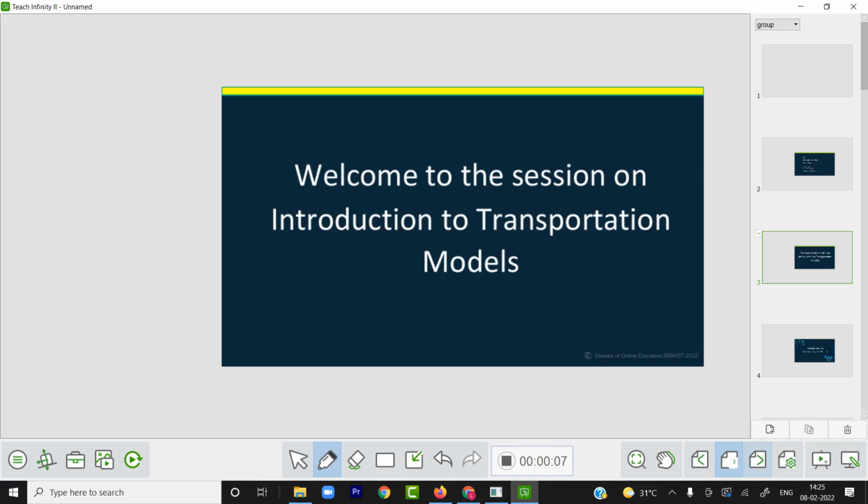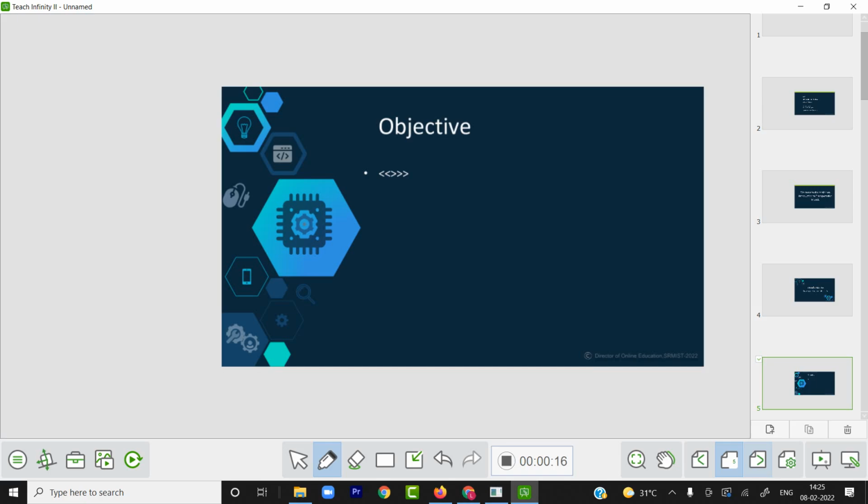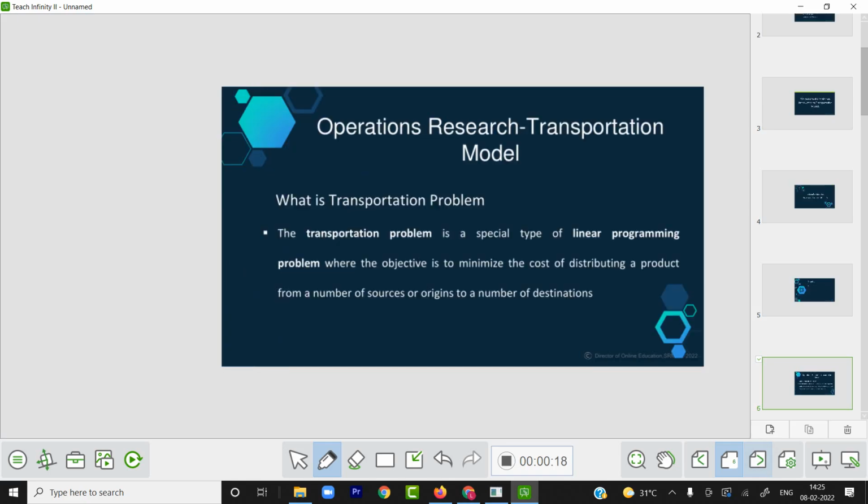Welcome to the session on Introduction to Transportation Models. Already we have seen in the first unit about the linear programming problem. The extension of that, we are going to see about the transportation model as unit 2. So what is a transportation problem?